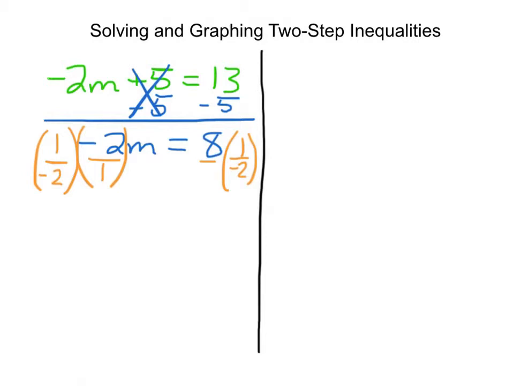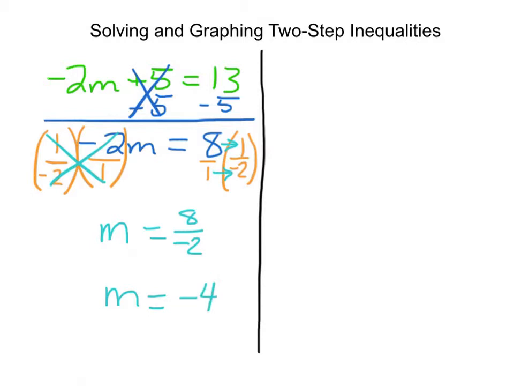And when we do this, on the left-hand side, as always, we find that we can essentially eliminate the coefficient, so we're left with just m. And on the right-hand side, we're going to have 8 times 1 and 1 times negative 2, which gives us 8 over negative 2. So our final answer would be that m is equal to negative 4.